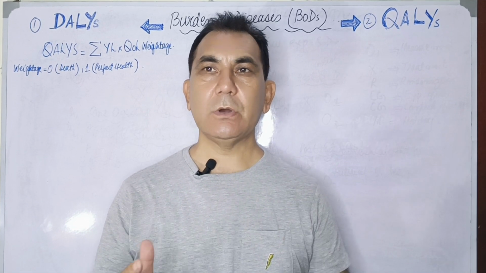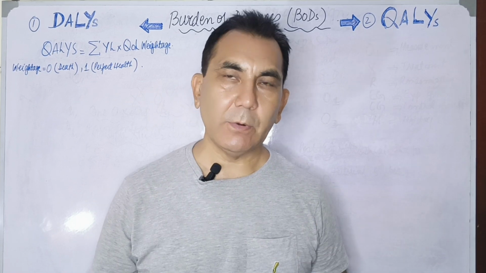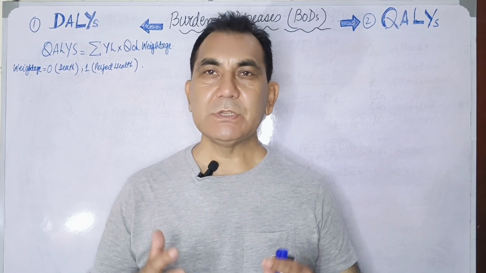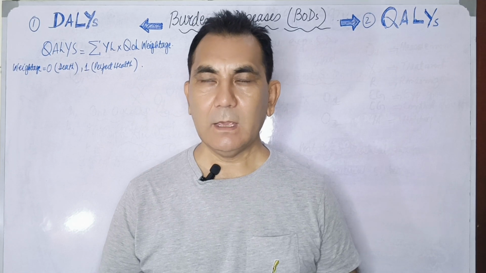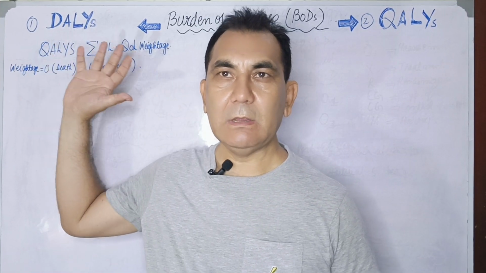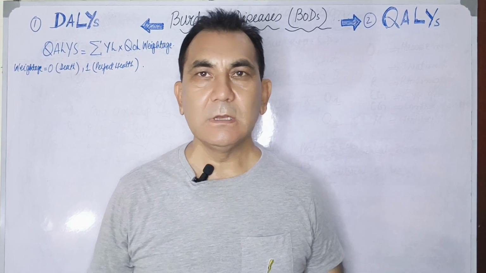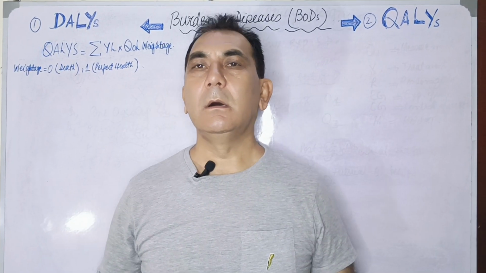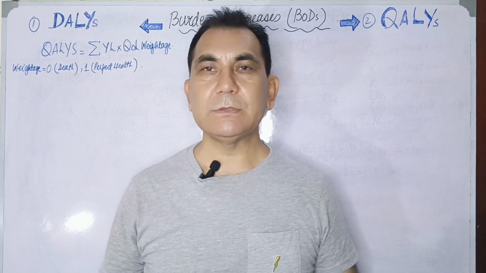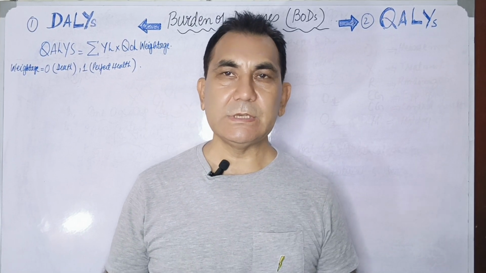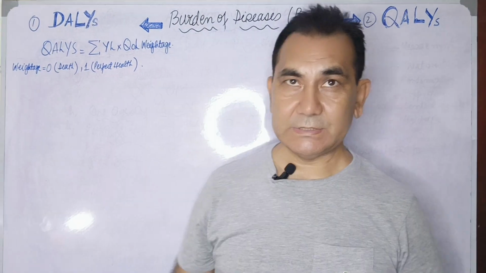And in today's lecture of public health we will learn about the second type of metric which is used to measure the burden of disease. In the previous lecture we learned one metric, DALYs, and in today's lecture we will learn another metric which measures the burden of disease. The name of this metric is QALYs.